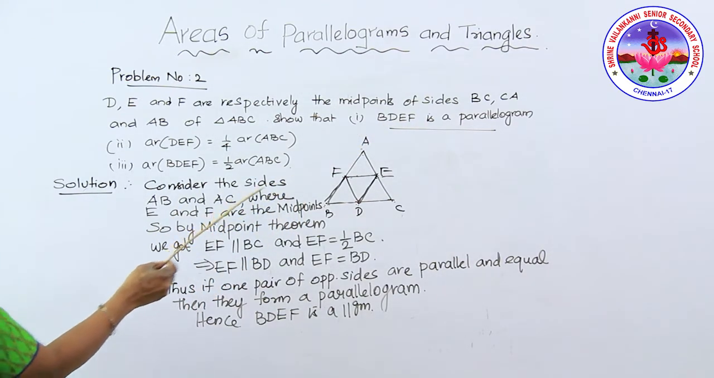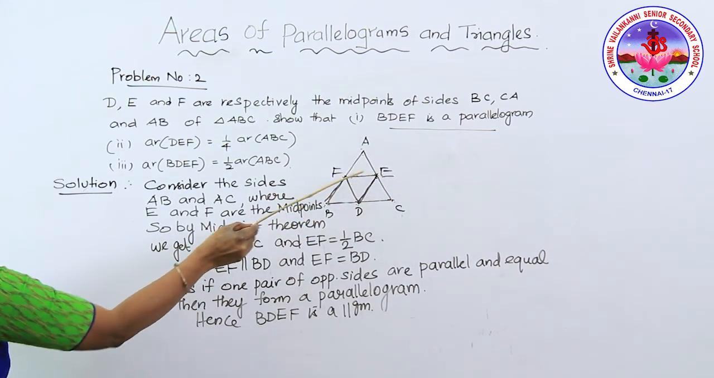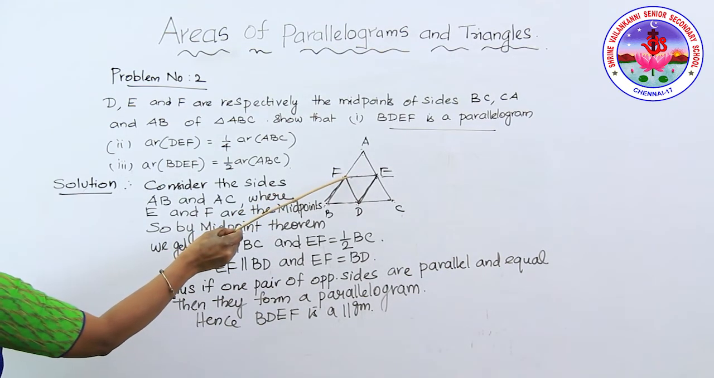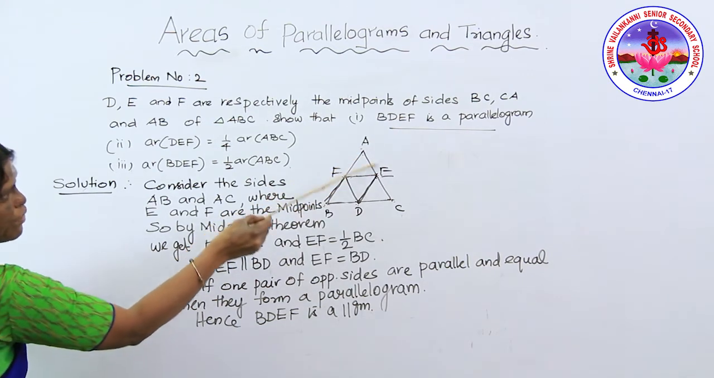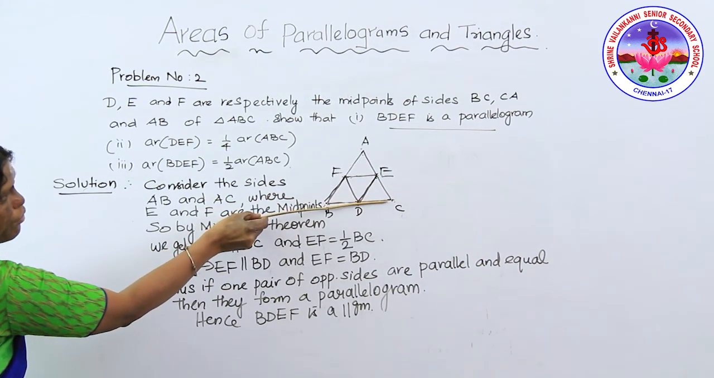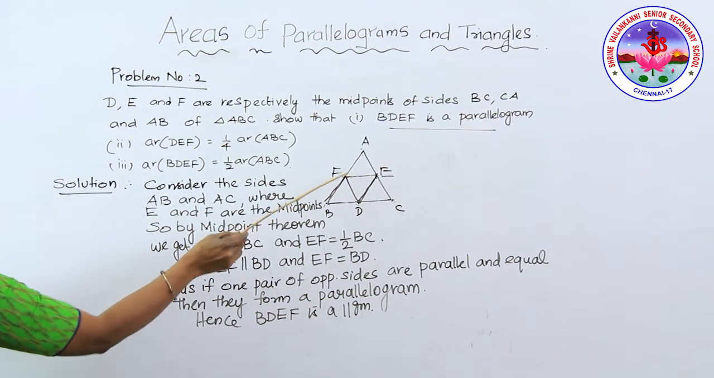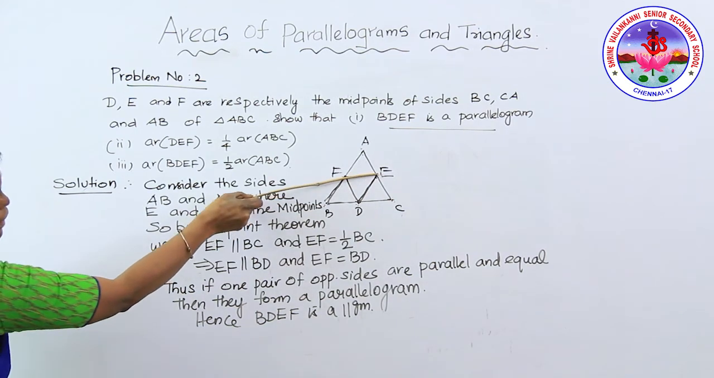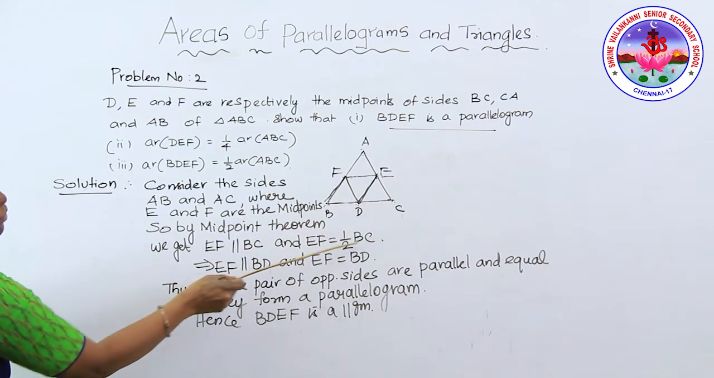Let us consider the sides AB and AC. So in AB and AC, we find that E and F are the midpoints. So we use the midpoint theorem, which states that the line joining the midpoints of two sides of a triangle is parallel to the third side and equal to half of the third side. So EF, the line joining the midpoints of AB and AC, I can write that by midpoint theorem EF is parallel to BC and EF is equal to half of the length of BC.